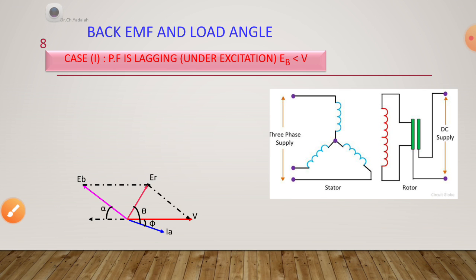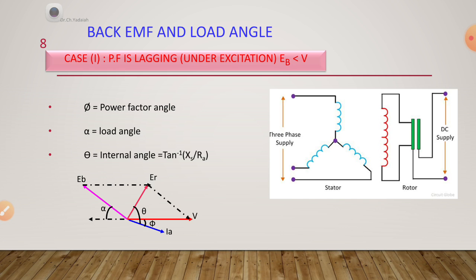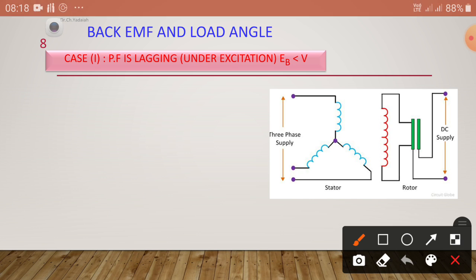Now, this is the diagram you know very well. Phi is the power factor angle, alpha is the load angle, and theta is the internal angle, that is tan inverse of XS by RA. Now, during this period, what will happen? Let us draw it once again. Here is the lagging power factor.